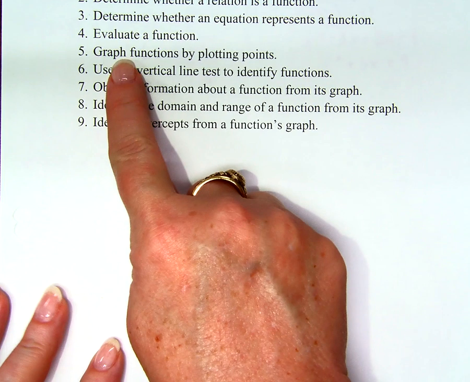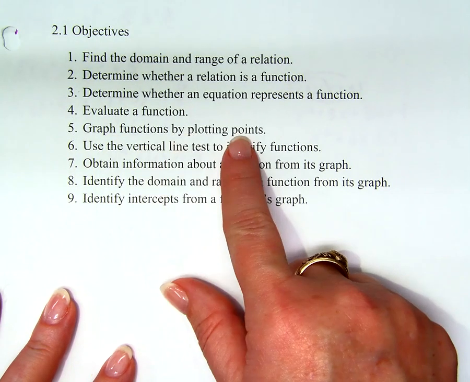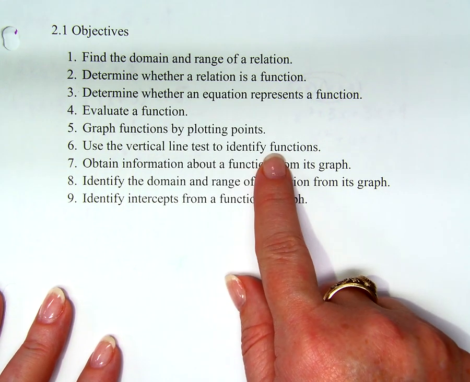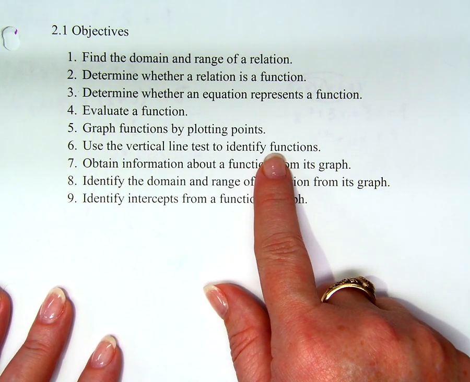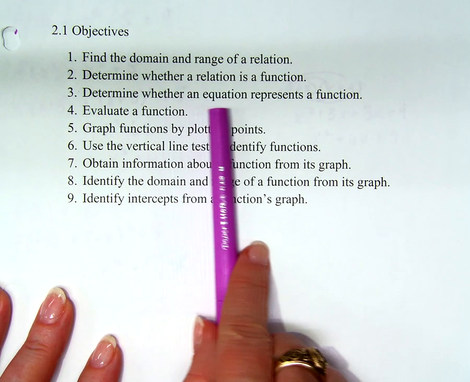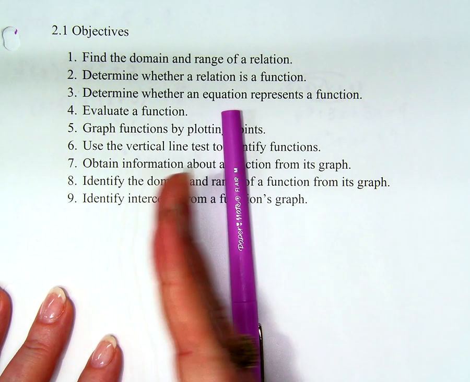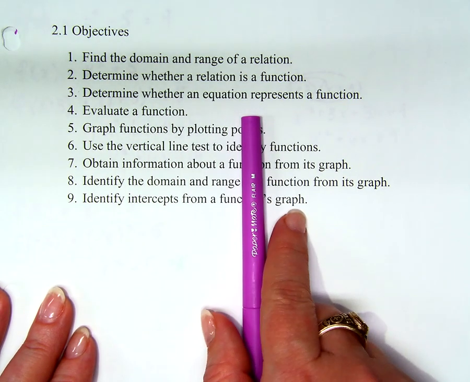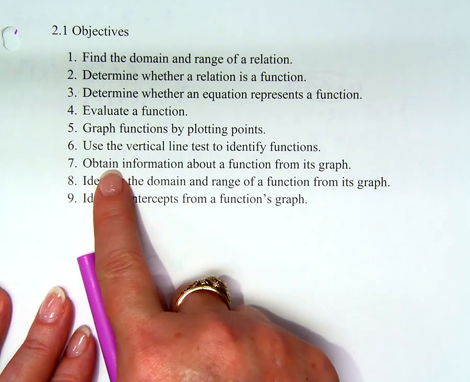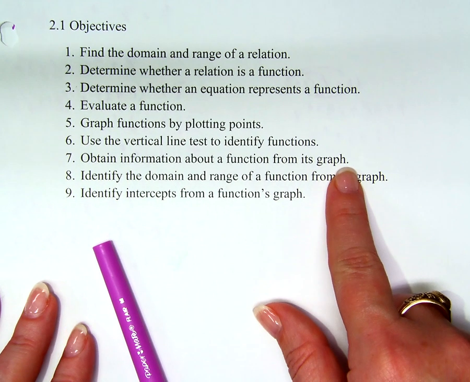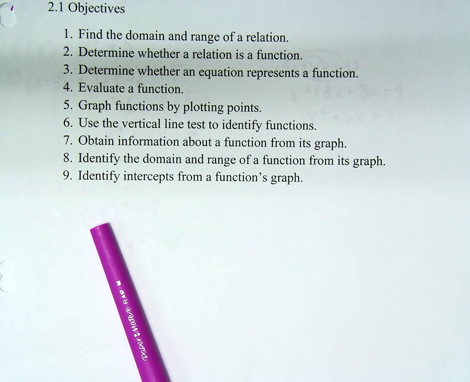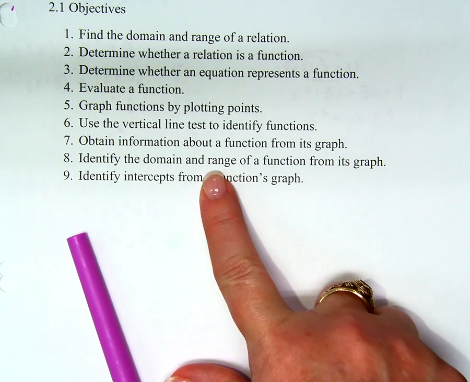How many examples do I need to give you of graphing functions by plotting points? 0. Okay. What about using the vertical line test to identify functions? None, because what do you do? You plot the points and then you run your pencil or your brain, right? You can just look. Are any of the points touching your vertical line more than one at a time? If there is, it's not a function, right? Okay. What about obtaining information about a function from its graph? Like what information? That's a good question. Typically domain and range, because that's even what's asked next, right?